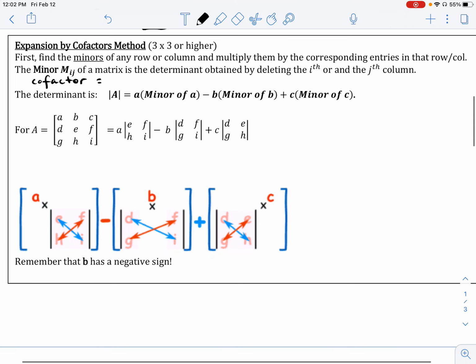And this is, again, used for something that is a 3 by 3 or higher. And it looks kind of complicated at first, but I promise you, once you get the hang of it, similarly, it's actually not too bad. So what we're going to do is we're going to find what's called the minor of each row or column, and then multiply them by the corresponding entries in that row or column. So here's what I mean by this.